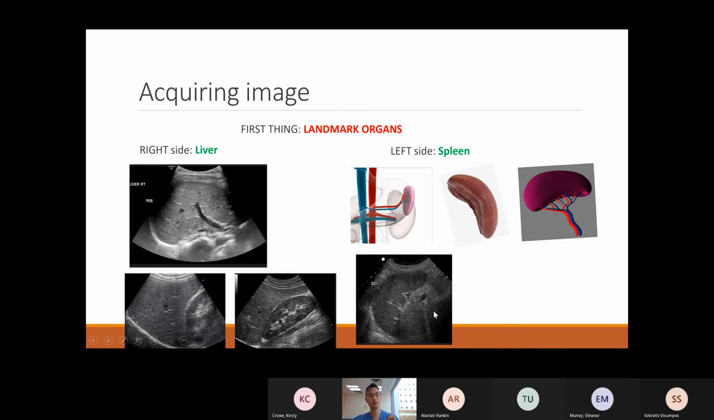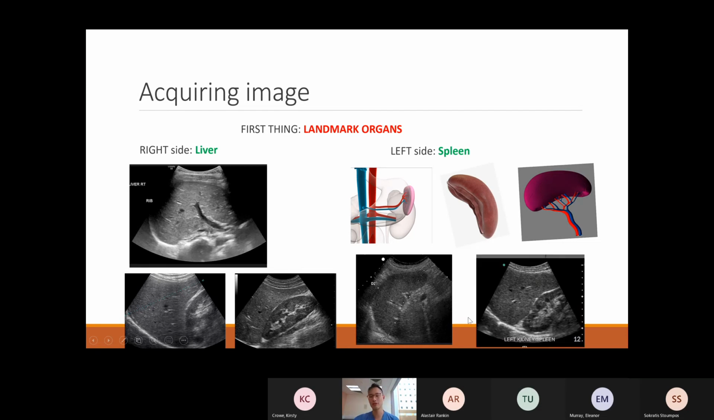The only way to get good at this is by doing more. You just scan more people, and the easier you find the spleen, and the more you recognize it. And when you find your spleen, great, you scan downward, and there you go, your kidney is there.